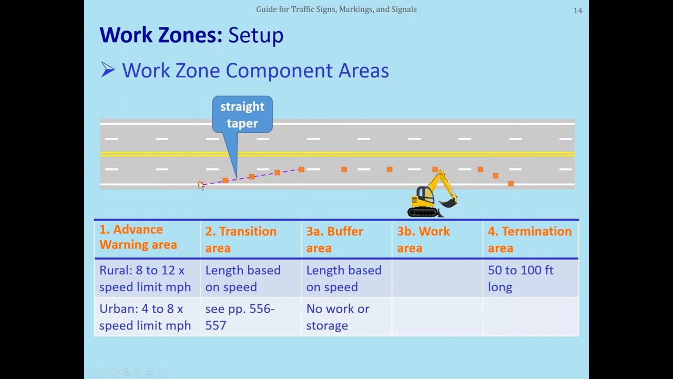You've got an advance warning area where your advance signs will go. You've got a transition area where you have a straight line taper with channelizing devices. You've got a buffer area in advance of the actual work. You've got the work area itself, and then you've got an area in which you terminate your temporary traffic control or your work zone area.